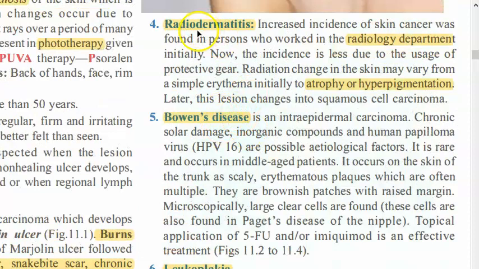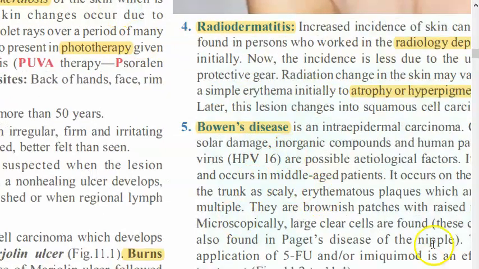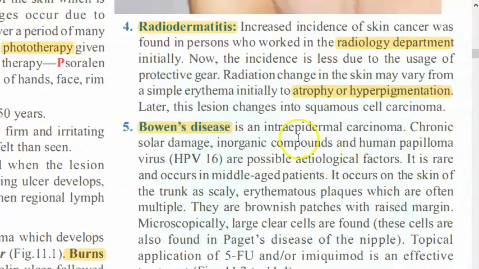Now, look at this, dermatitis. People who work in the radiology department are so much exposed to radiation, right? What changes will be there in their skin? They may have some simple erythema, atrophy or hyperpigmentation. Then later it will go on to become squamous cell carcinoma. So they should be very careful. They should wear protective gear, etc. Whoever works in the radiology department.